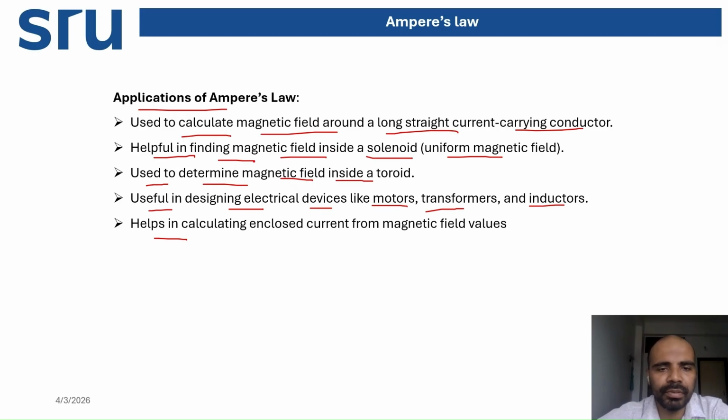Ampere's law is also helpful in calculating the enclosed current if you know the magnetic field. If you know the value of the magnetic field for a system, and a steady current is flowing through the system, then you can apply Ampere's law to find out the steady state enclosed current in the system. So these are the applications of Ampere's law.